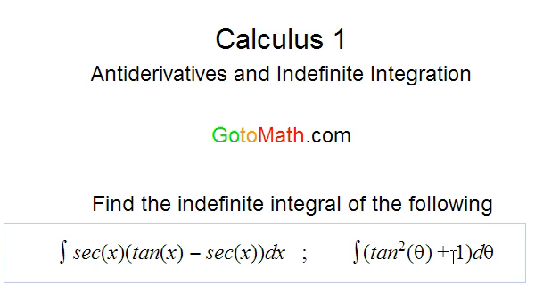This one here, we're going to have to use a trig identity, a Pythagorean identity actually, to rewrite this. But this is just the integral of tan squared theta plus 1 d theta. All right, so let's go to the board and work this stuff out.